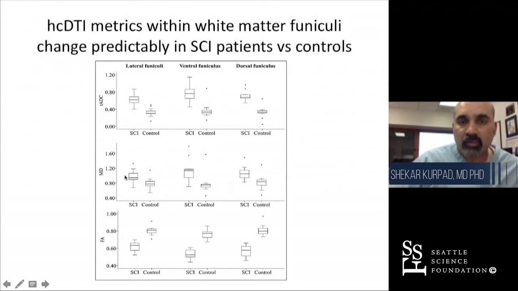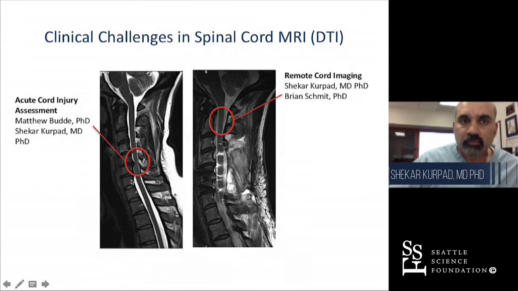And there was an opposite mirror change in mean diffusivity, which would be expected because spinal cord injury patients would have more random diffusion of water molecules compared to controls. So that's sort of the background with remote cord imaging. So now I'd like to move on to acute cord injury assessment.